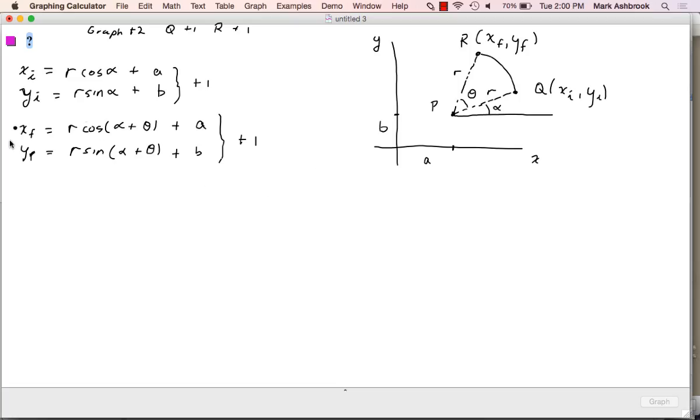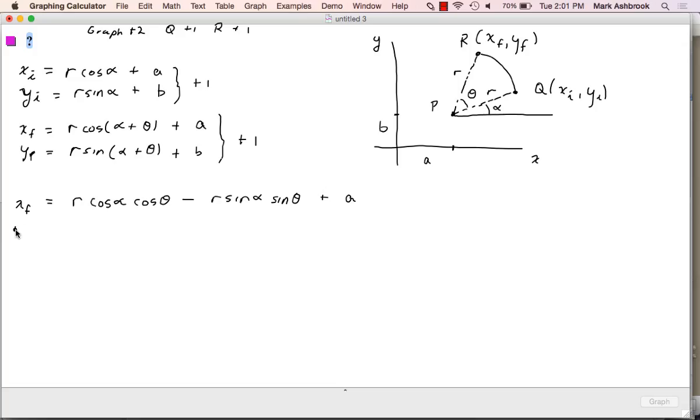Okay, then what are we going to do? Now we're going to rewrite these. We have to get rid of angle alpha and r. So we're going to rewrite xf as r times cosine alpha cosine theta minus r sine alpha sine theta. I'm just going to distribute in the same step. Is that okay? Plus a.